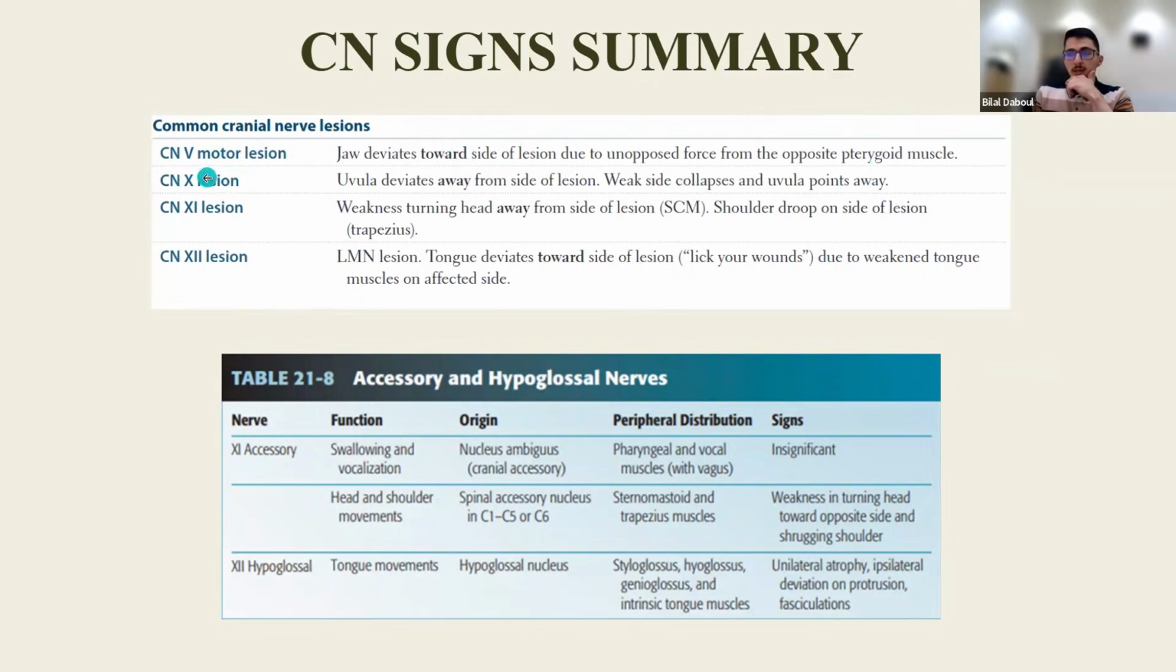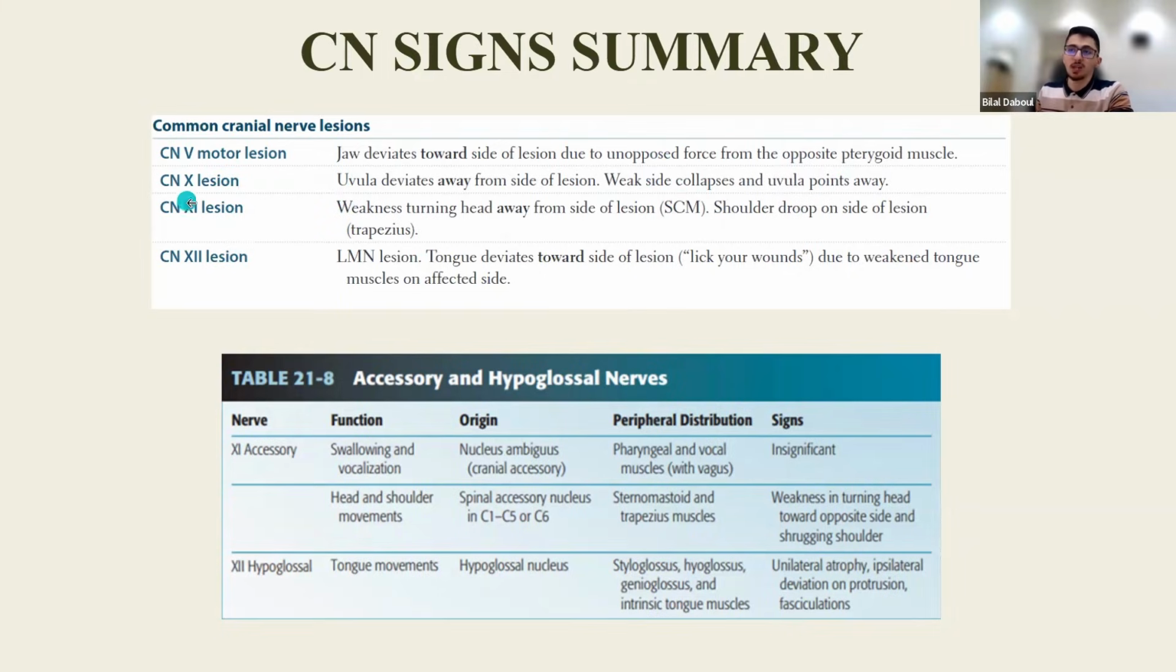For vagal lesions, remember that the vagus supplies the soft palate, the muscles of the pharynx, and the muscles of the larynx through the nucleus ambiguus. You would end up with the uvula deviating away from the side of the lesion. You would have same-sided droop of the soft palate. You would have dysphagia and dysarthria. Again, the reasoning is that the weak side of the uvula is not supplied appropriately, it collapses, and the uvula would point away.